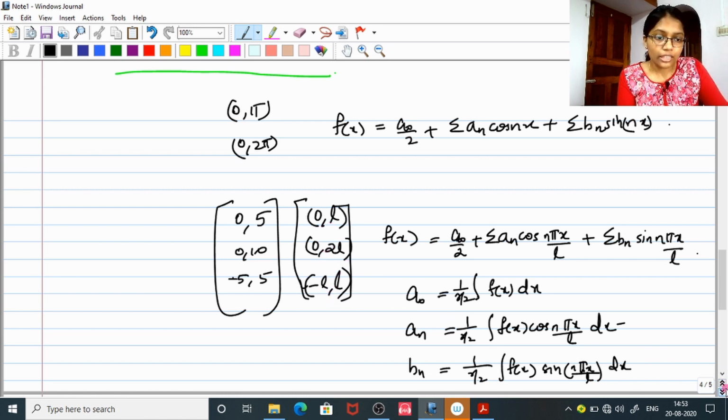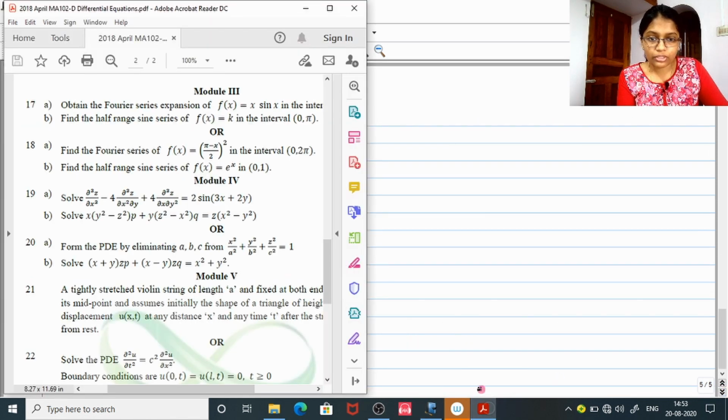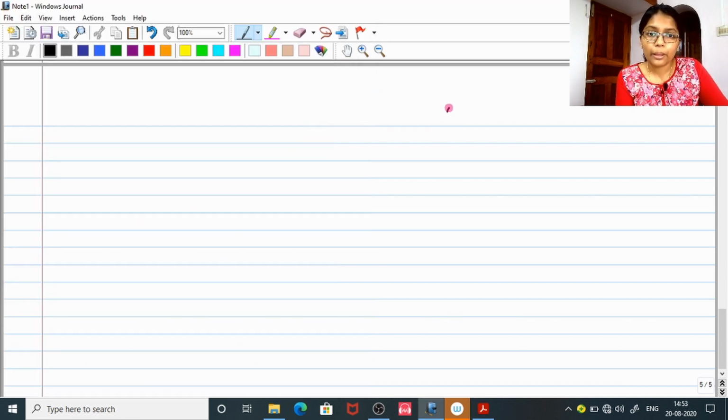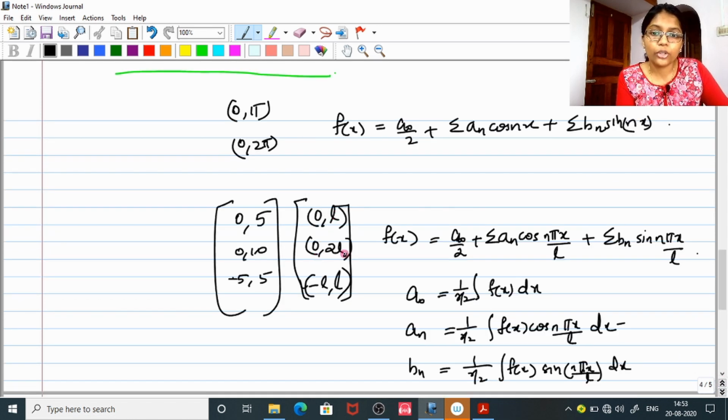Okay, so here in this question, what was the question? Find the half range sine series of f of x equal to e raised to x in 0 to 1. 0 to 1 means 0 to 1, also f of x is e raised to x, isn't it? So we have to compare it with 0 to L, 0 to 2L or negative L to L. I think 0 to L will be fine. Why? Because one more thing, if you are asked to find a half range series, then you have to compare with this thing.